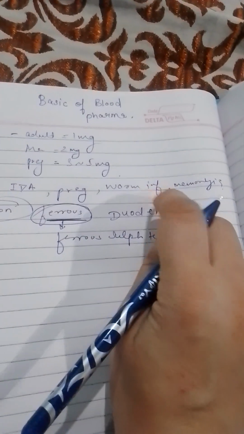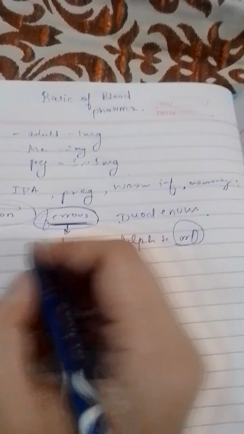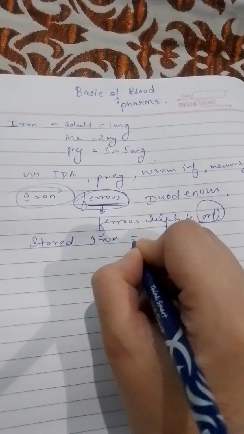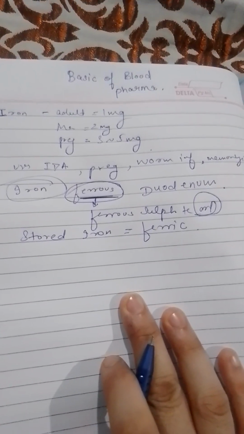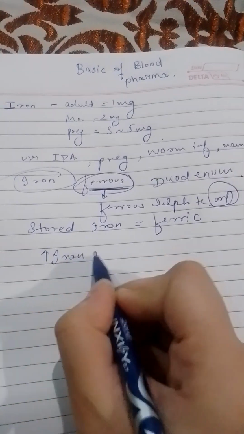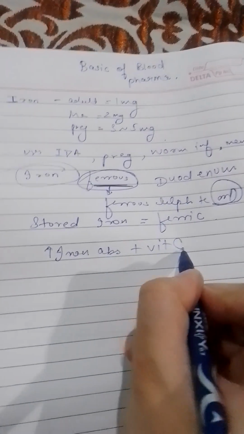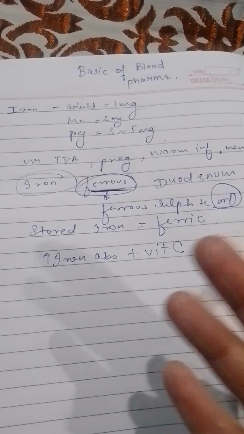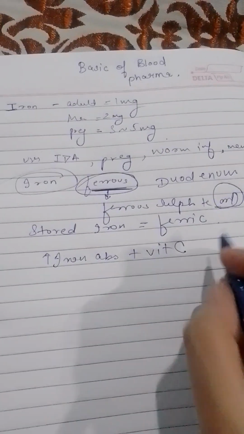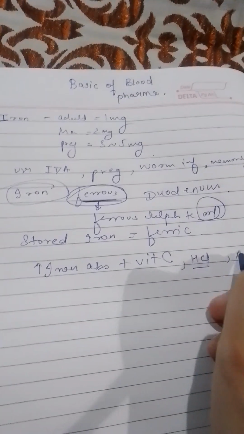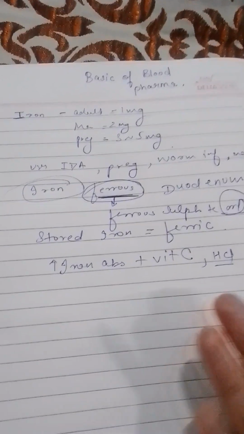Another thing about iron is the stored form of iron. What is the stored form of iron? It is ferric. And one more thing: if we want to increase iron absorption, we should give it with vitamin C, that means ascorbic acid, because that really helps iron get better absorbed. Also, HCl, which is the gastric acid already present, and amino acids also help increase the absorption of iron.